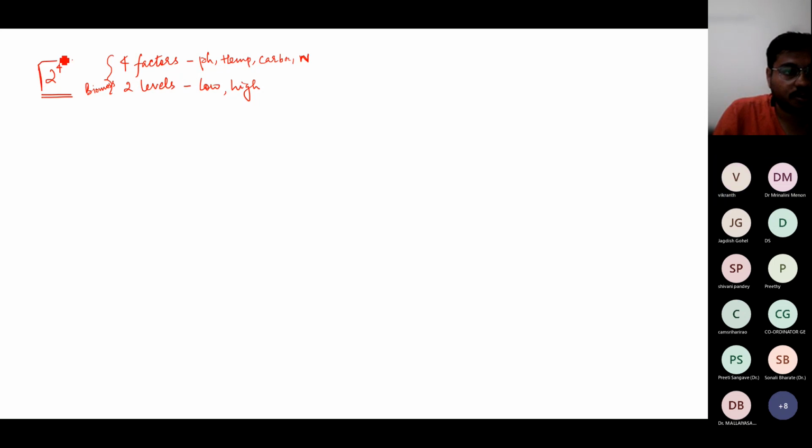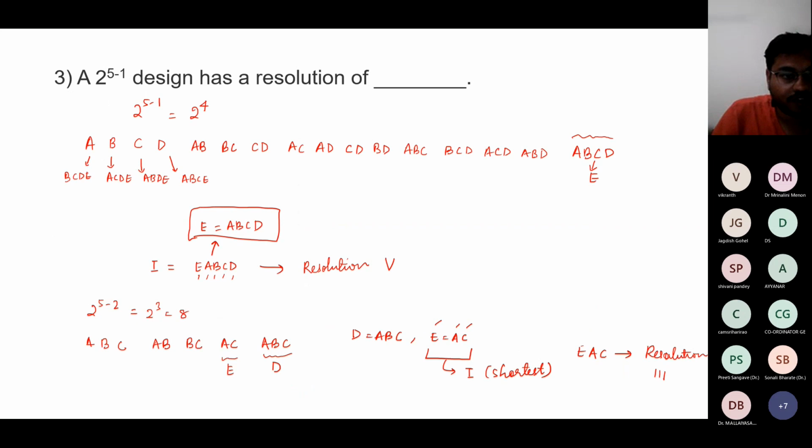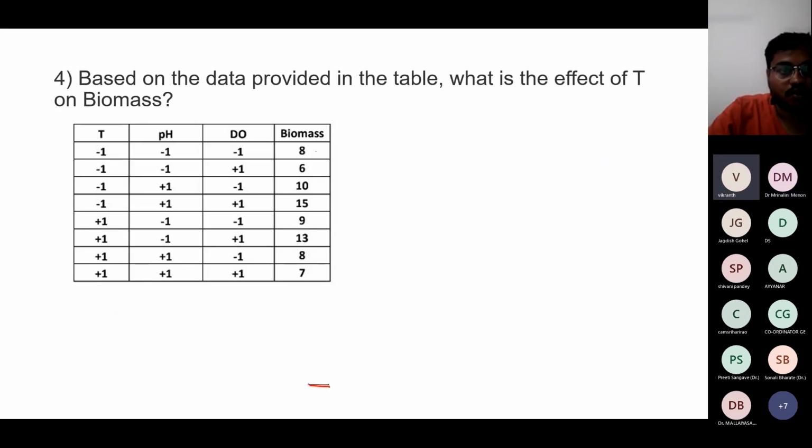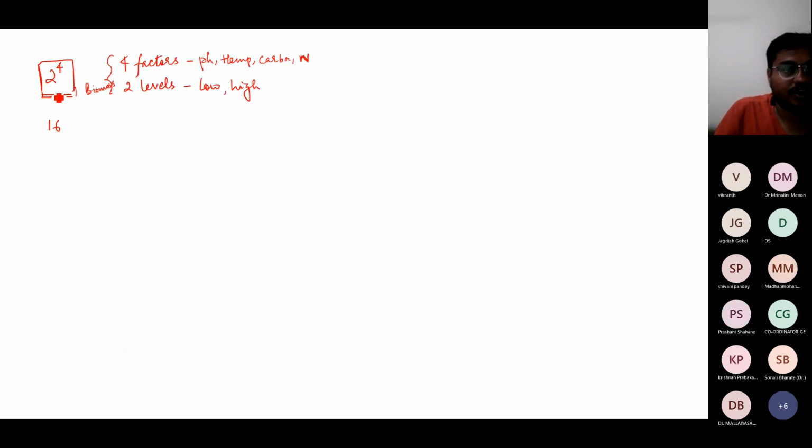So 2 to the power 4 will be our full factorial design, in which we'll have a total of 16 permutation combinations of all these factors at all these levels. So for 4 factors, we'll have A, B, C, D, and all these interaction terms. Now, when we say that we are doing a half factorial design, what we are basically doing is 2 to the power 4 minus 1. Here we are required to have 16 experiments, so we are reducing that to 8. We are just doing half of them, and 8 is half of 16.